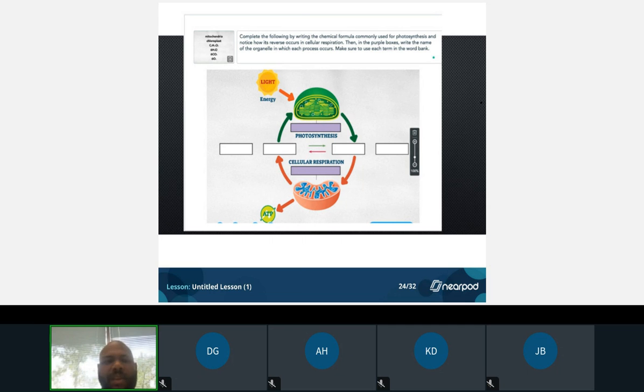What are some of the components of photosynthesis and cellular respiration? If I needed to start photosynthesis, what three things do I need in order for photosynthesis to take place? If I needed to have photosynthesis for a plant to start, what three things would I need? I would love to see that inside of the chat. What three things do you need for photosynthesis to take place, as reactants?